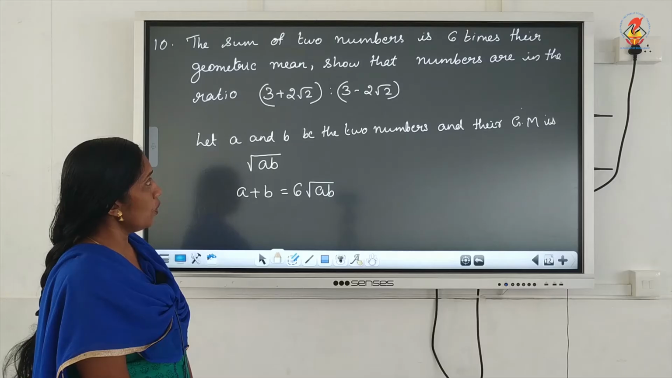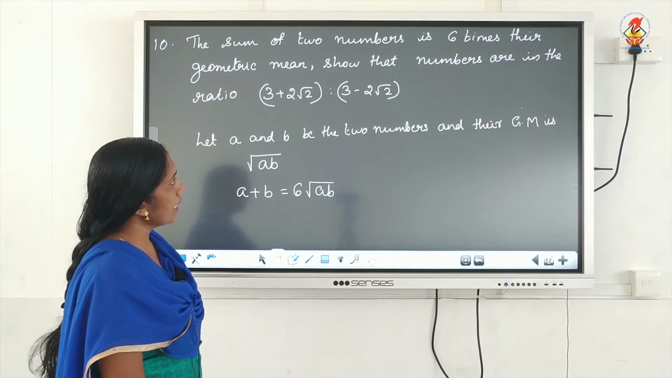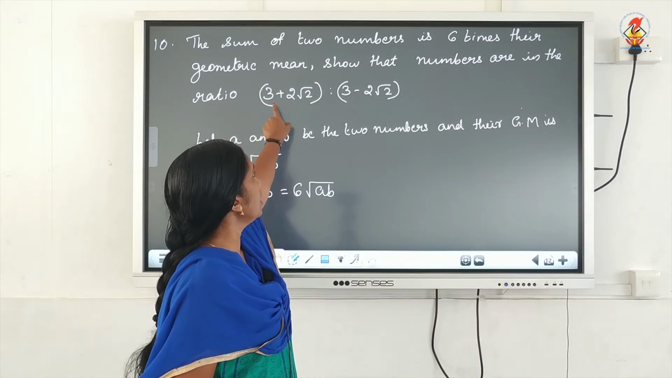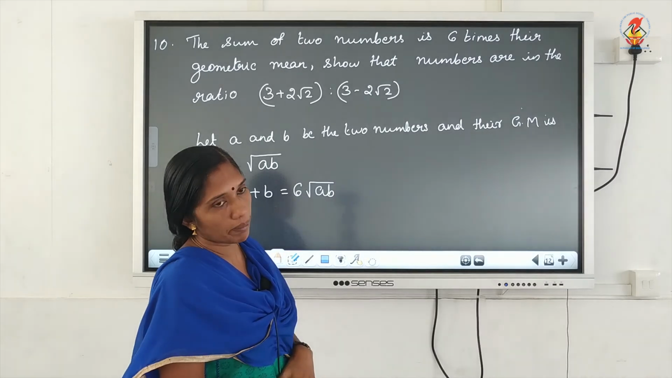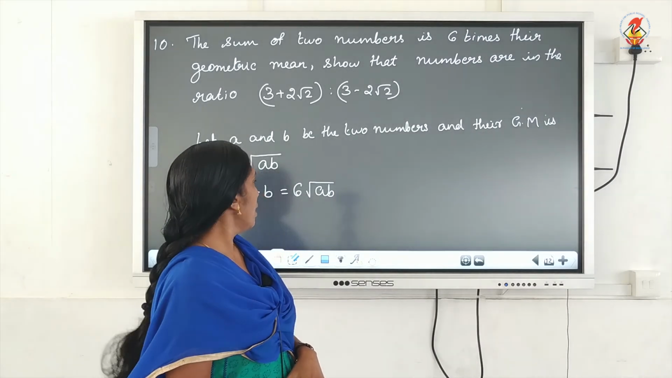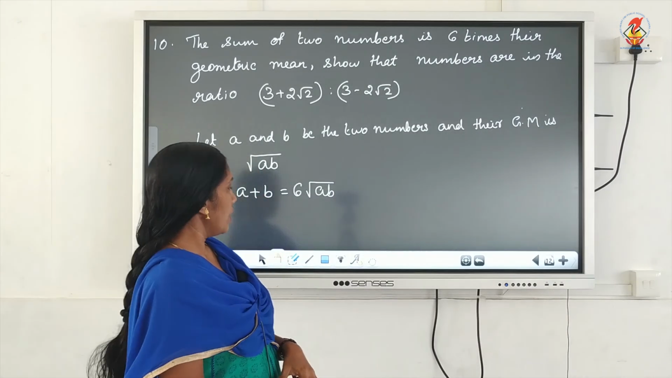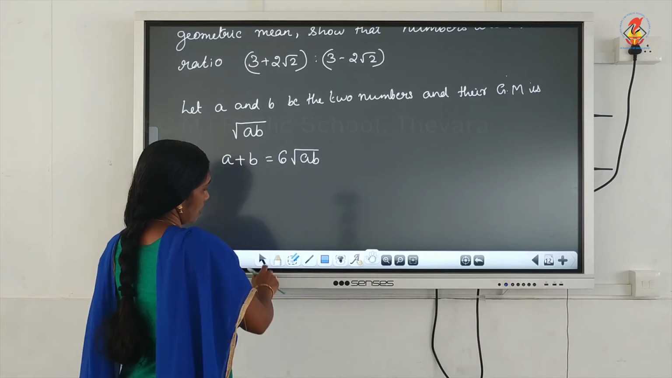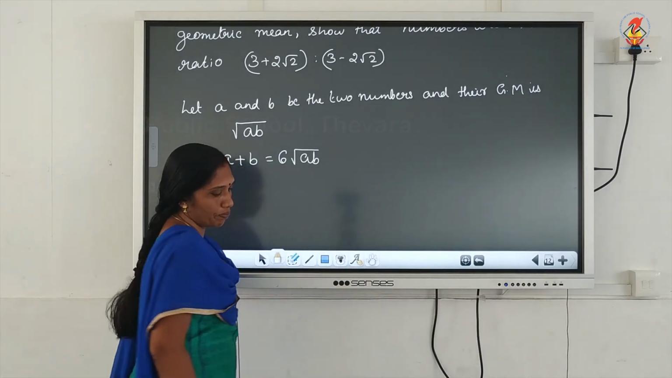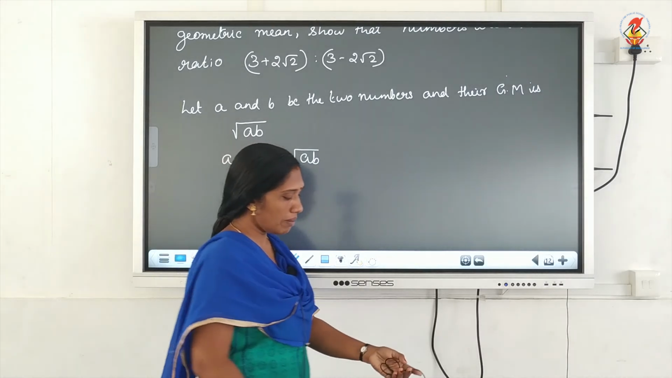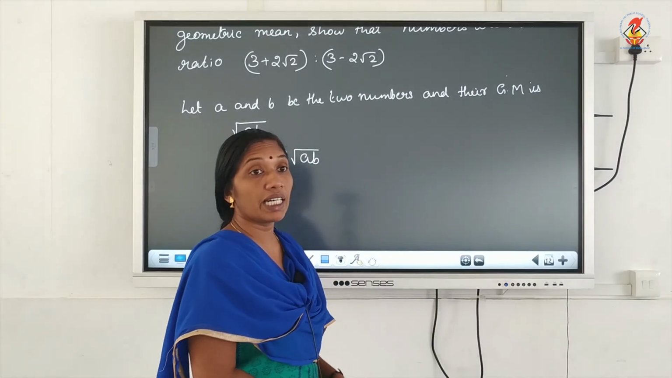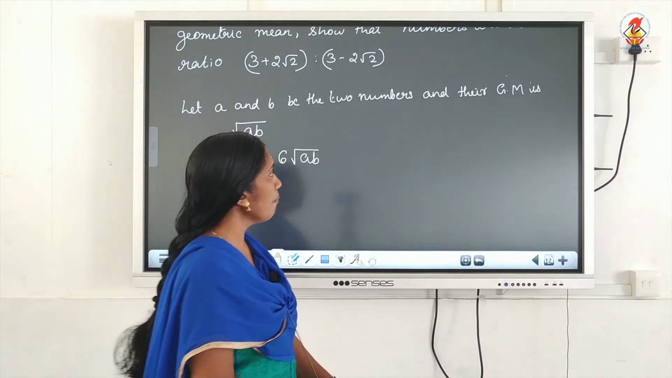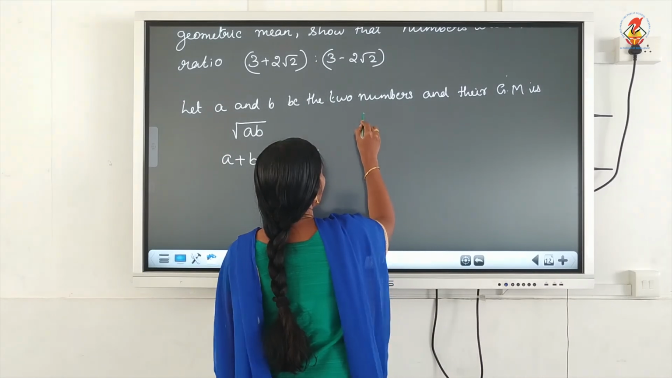Now what we have to find? The ratio. Show that the numbers are in the ratio, that is A by B is equal to 3 + 2√2 is to 3 − 2√2. Okay. So we have to find the ratio. So for that we use one particular property that is known as componendo dividendo. Okay. That is not in the CBSE syllabus, but for finding the ratio of two numbers we can use that. Okay. So what is the property?